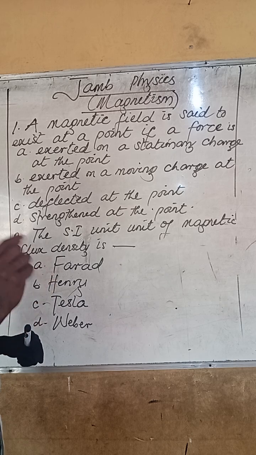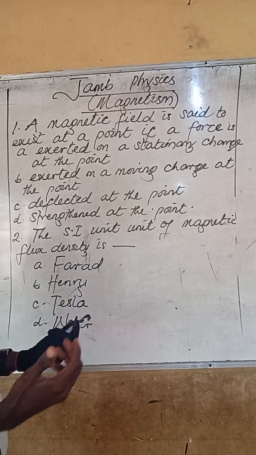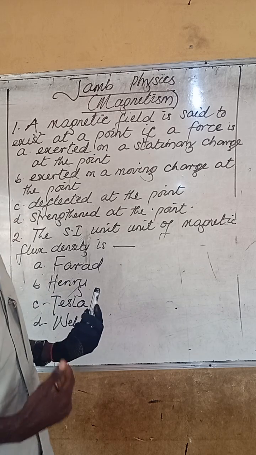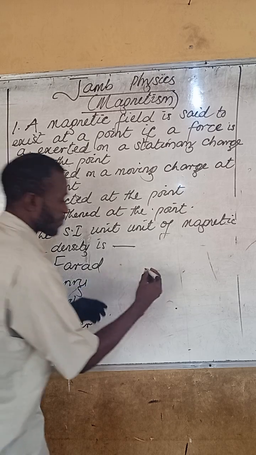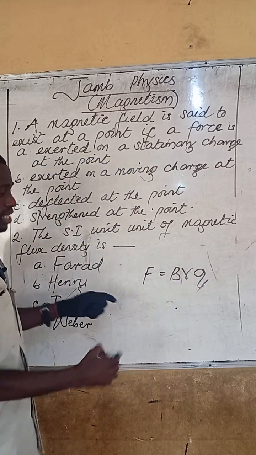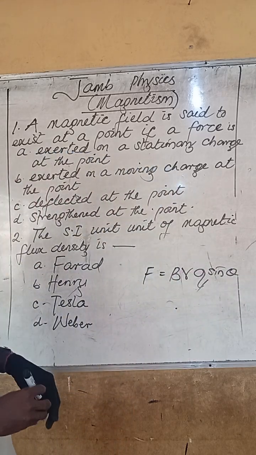Now, if a charge is stationary, does a magnetic field act upon it? No. If you don't understand that concept, I'm going to link a video in the description where I explained all of these things. But of course, if you have seen this formula before, F is equal to BVQ sine theta, if theta is less than 90 degrees.